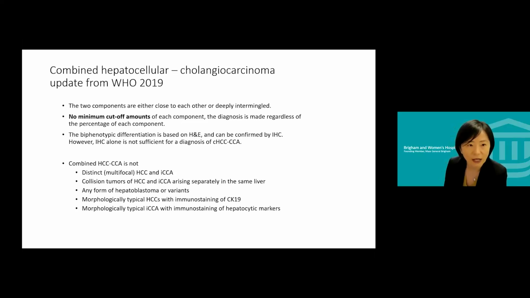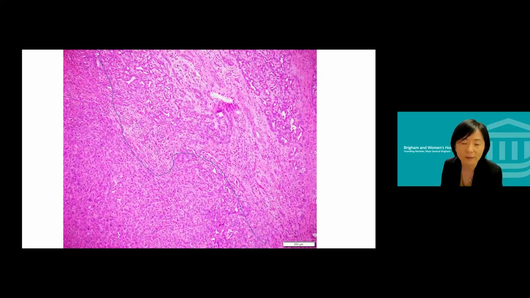Also, I want to point out that combined HCC and cholangiocarcinoma is not distinct multifocal HCC and intrahepatic cholangiocarcinoma. It's not any form of hepatoblastoma. It's not a typical HCC with immunostain of CK19, and also not a typical intrahepatic cholangiocarcinoma with hepatocellular markers. So this would be what a combined tumor looks like, where you have the hepatocellular population right here, and then the glandular proliferation up there.